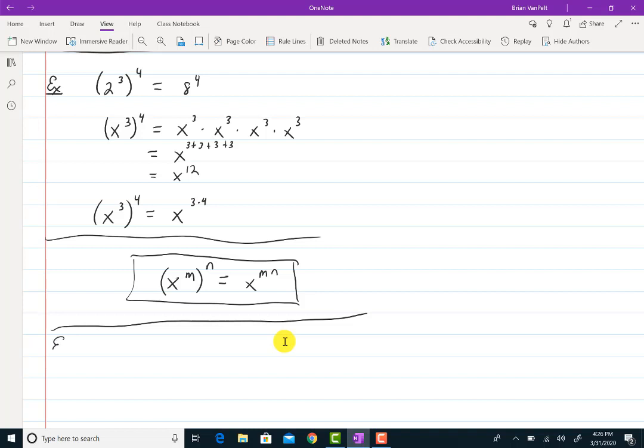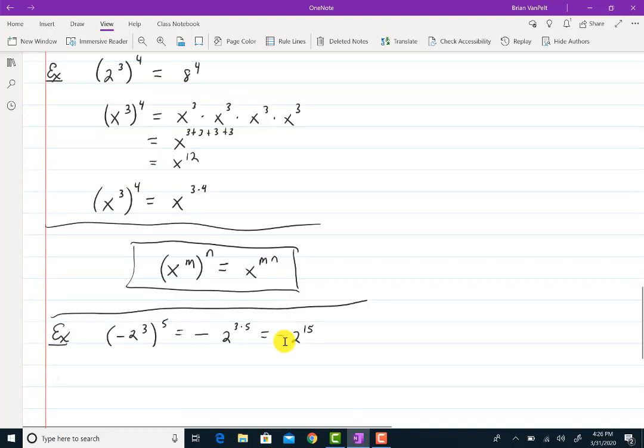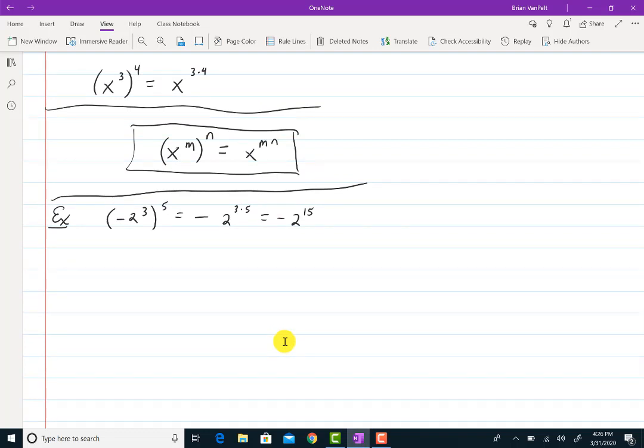As an example, if I have -2 to the 3rd, but I raise that to the 5th, then you can write this as -1. Well, I don't know if I want to do that. Probably not the -1. It's a negative number, so when you take it to the 5th power, it will still be negative. But I'll have 2 to the 3 times 5. So that'll be -2 to the 15th. Whatever 2 to the 15th is, I don't really care. I just want to exploit the rule.